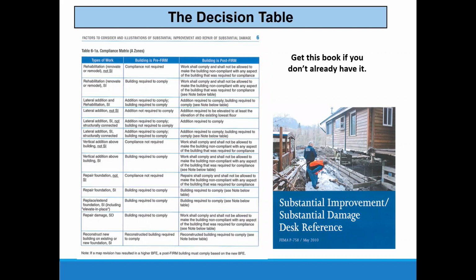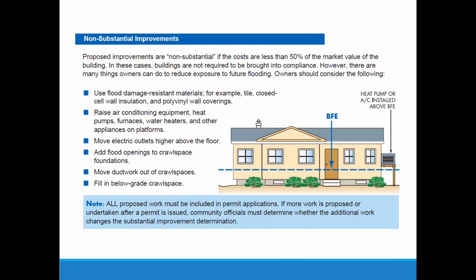So a vertical addition above a building that's not a substantial improvement on a pre-firm building, it doesn't have to comply. On a post-firm building, it has to comply and not make the building non-compliant. And so this decision table is really helpful. Definitely get the desk reference. It's available online. And non-substantial improvements, of course, they don't have to comply if it's less than 50% of the market value. And of course, we're counting one full calendar year or more, depending on your standards. One full calendar year is the default.